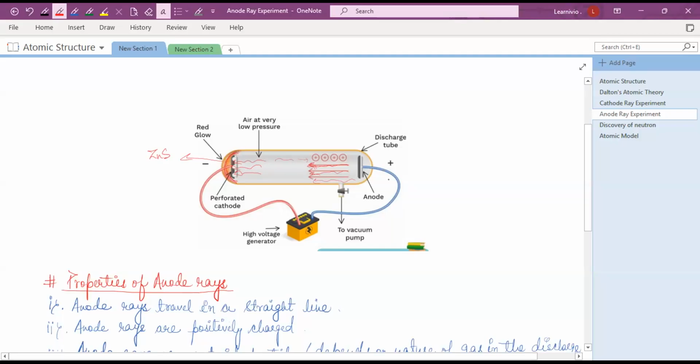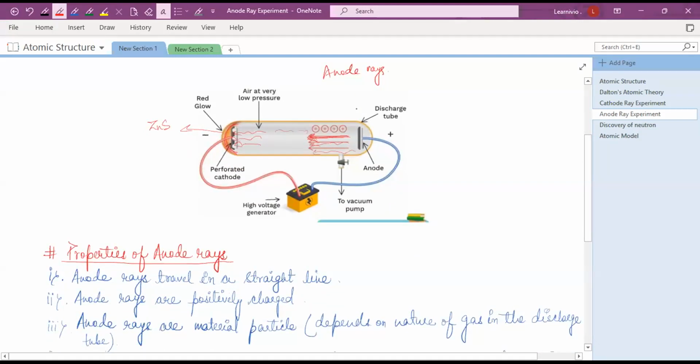So these rays were named as positive rays or anode rays or canal rays, right? So these rays are known as positive rays. Why? Because they were coming from the positive side and were attracted to the negative electrode, right? Because we know that opposites attract each other. So this may be positively charged. That's why Goldstein named it positive rays or anode rays, right? Because it was coming from the anode, right? And simply he called it a canal ray. Clear?